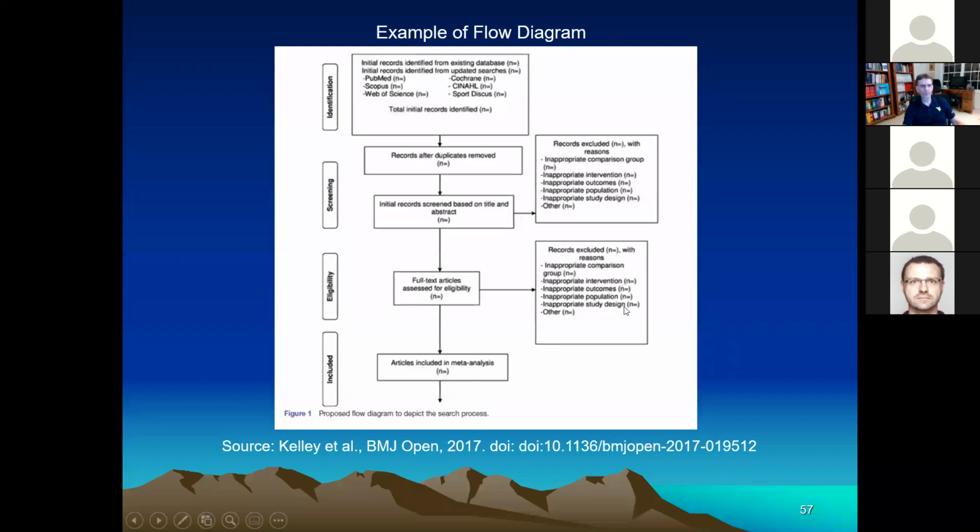So this is an example of one of our flow diagrams from one of our protocols.